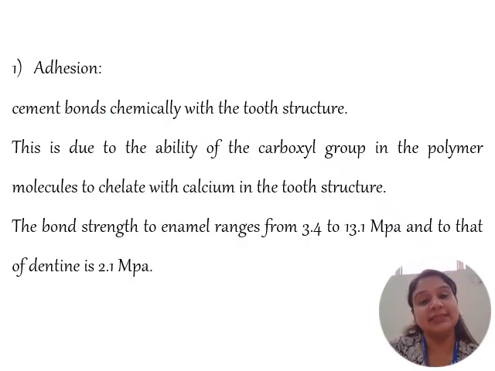So how does it adhere to the tooth structure? It has a chemical bond with the tooth structure. How? The carboxylic group of the polymer chelates with the calcium in the tooth structure. Once it chelates the calcium, there is an interlocking which happens. So that is how it is chemically bonded to the tooth structure. The bond strength to enamel ranges from 3.4 to 13 megapascals, and to dentine it is 2.1 megapascals.